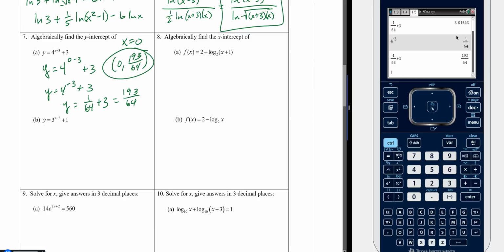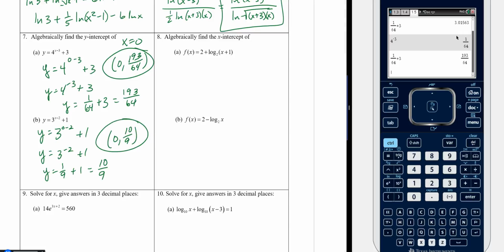B, same thing, plug in 0 for x. So y is equal to 3 to the 0 minus 2, plus 1. Y is equal to 3 to the negative second plus 1. That's going to be 1/9 plus 1, which is 10/9. So I have 0, 10/9.